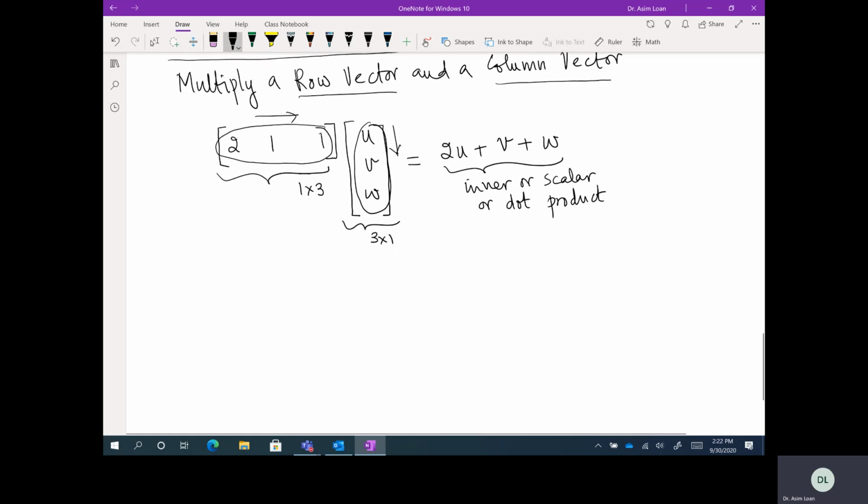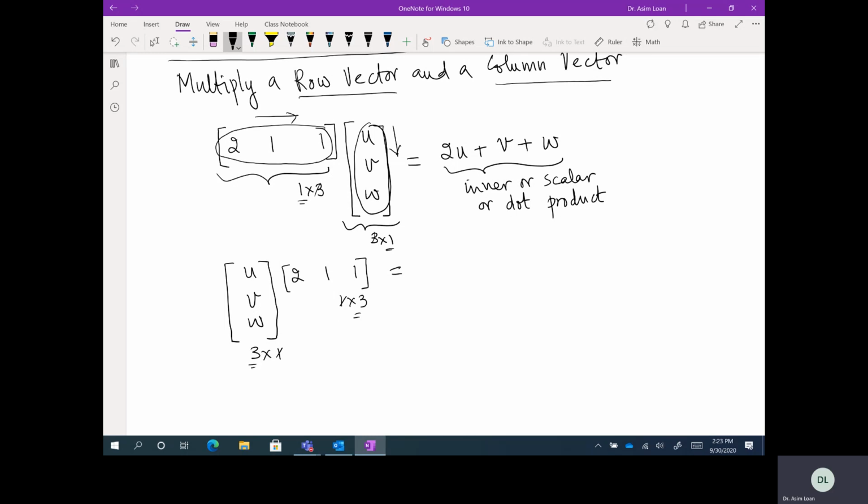What happens if you multiply a column vector by a row vector? So if I do this, so u, v, w, 2, 1, 1. What do you get? So this is 3 by 1. This is 1 by 3. Obviously, we can do multiplication. So this is 3, 3 cancels. So we have a 1 by 1 scalar. So 1 here, 1 here. So 1 by 1 is a scalar. This is why it's called an inner or a scalar or a dot product.